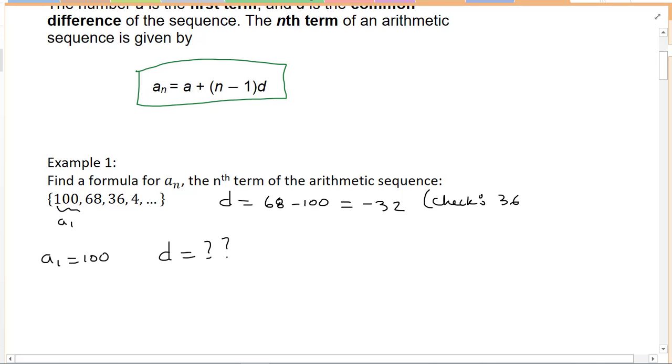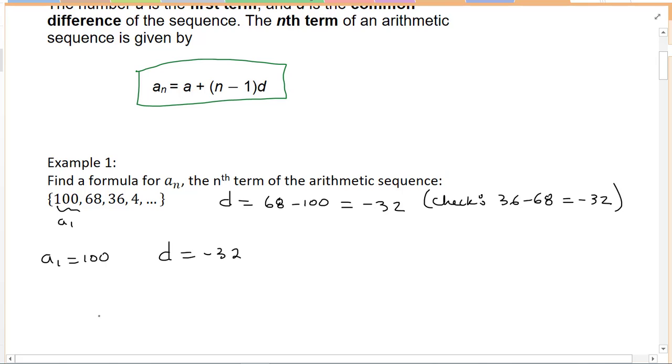36 minus 68 still gives you negative 32. And if you do 4 minus 36, you're still going to get negative 32. So just make sure that the difference is the same throughout. So D is negative 32.